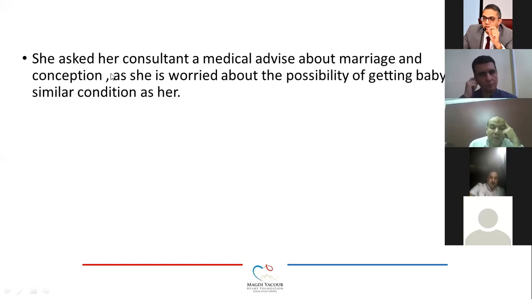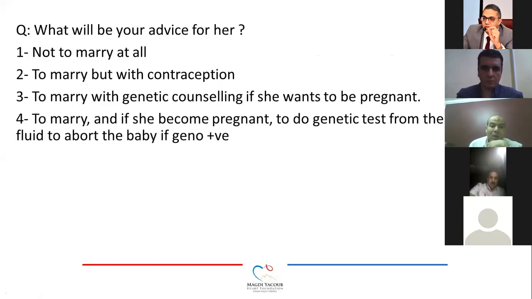Back to our patient, she asked her consultant for medical advice about marriage and conception, and she is worried about the possibility of having a baby with a condition similar to hers. What will be your advice for her? It is a question for you, my colleagues. The options: not to marry at all, or to marry but with contraception. The third option, to marry with genetic counseling if she wants to be pregnant. Or the fourth option, to marry and if she becomes pregnant, to do a genetic test from the amniotic fluid and abort the baby if genopositive. What will be your answer?